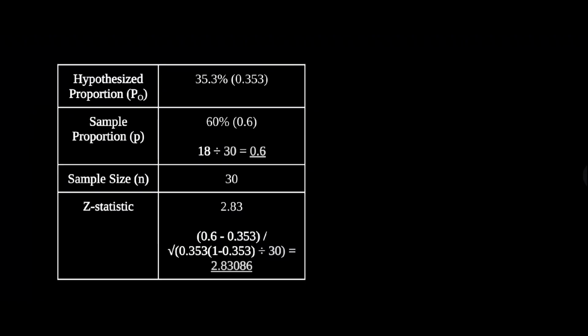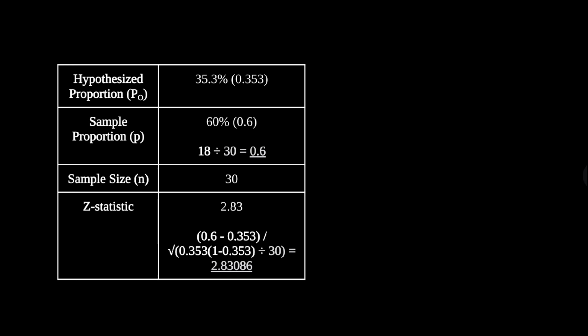As you can see here, the hypothesized proportion, or the population proportion provided by the census, is 35.3%, or 0.353. The sample proportion is 60%, or 0.6, and we know that because we divided 18 by 30. Our sample size is 30, and the z-statistic that we found is 2.83, and we calculated that by using the formula.